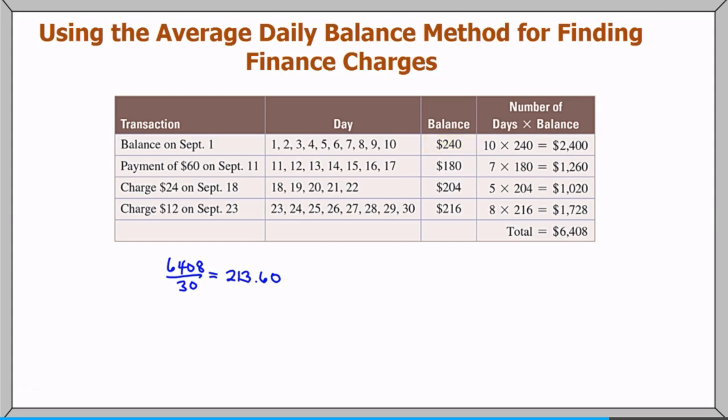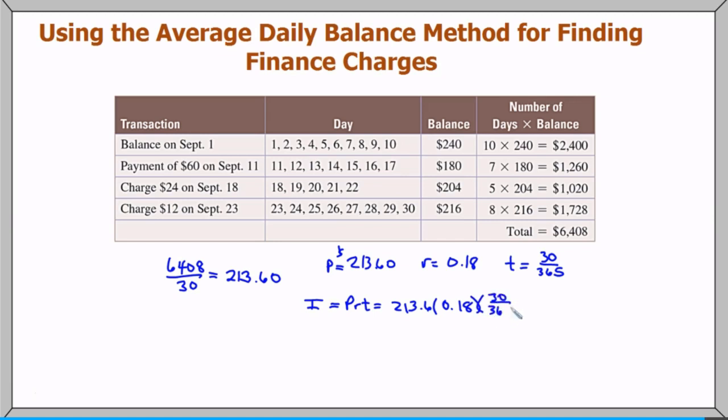We next apply the simple interest formula where P equals $213.60, R equals 0.18, and T equals 30 divided by 365. We use this value of T because we are using the credit card for 30 days out of a 365-day year. So I equals PRT equals 213.6 times 0.18 times 30 divided by 365, which is equal to 3.1.